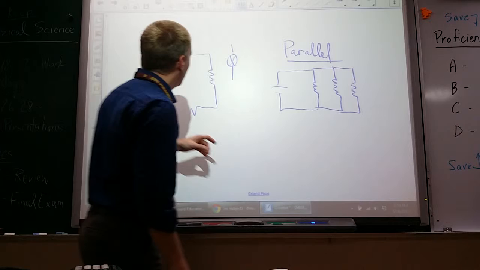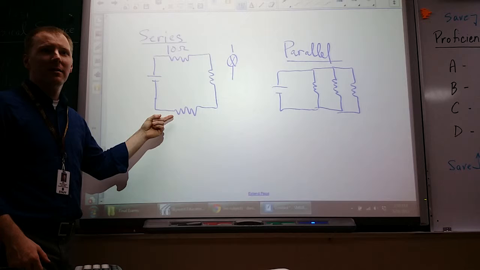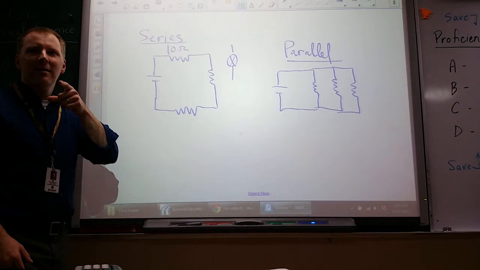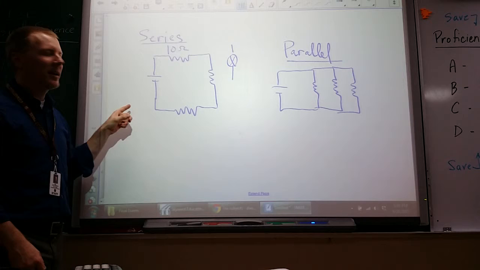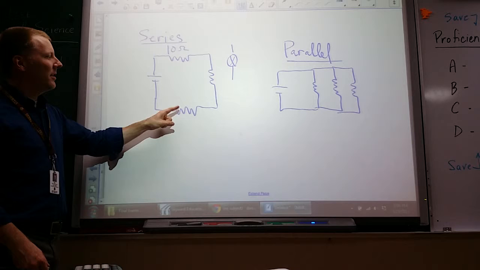Important things about this. What can you tell me about the voltage in a series circuit? It is not constant throughout. Total voltage is the same as the source. So the voltage drop here plus here plus here will be the same as the battery. Yep. Electrons have to lose that energy going all the way around. And that implies it could be different, and it will be different depending on the resistance.